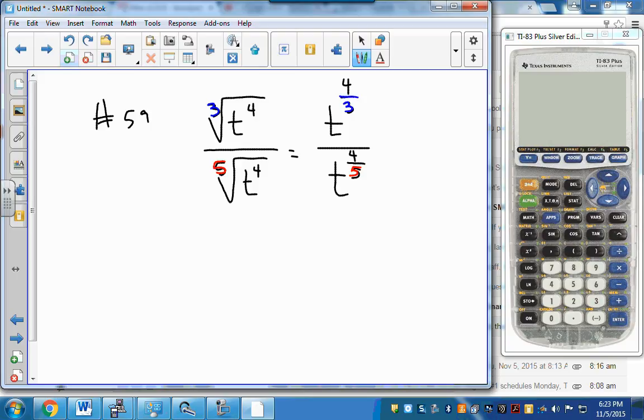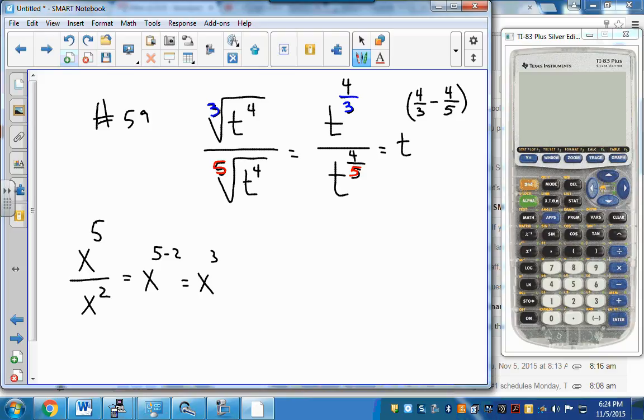Okay, so now we have a t raised to a couple of powers. Let me just go back to something that we sort of remember. If we had x raised to the 5th power divided by x raised to the 2nd power, you know you're supposed to subtract here. This would be x to the 5 minus 2, x to the 3 power. So I have to do the same thing here. This is going to be t, and I'm going to have to take 4/3 and subtract 4/5.